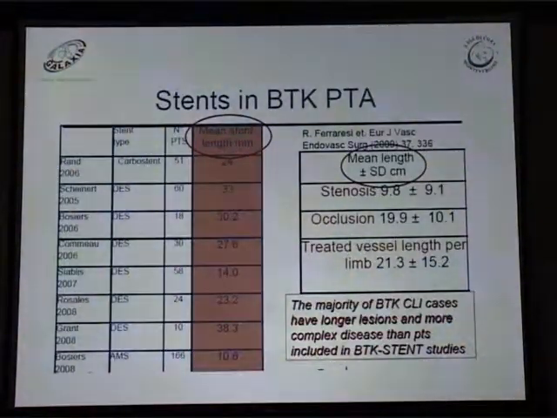The negative aspect of these studies, if you noticed, is that most of the studies are made with coronary drug eluting stents. So the length of these stents is from 10 to 38. The treated vessel length was 21.3 plus minus 15.2 millimeters. But the majority of below the knee critical limb ischemia cases have longer lesions, more complex disease than patients included in below the knee stent studies.